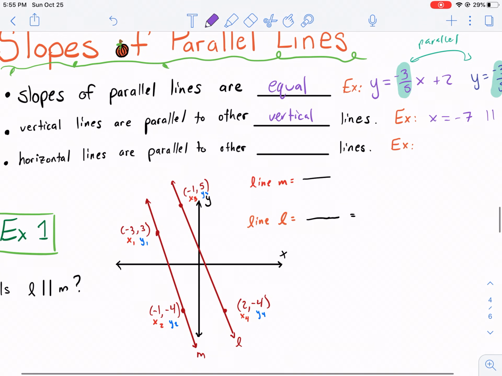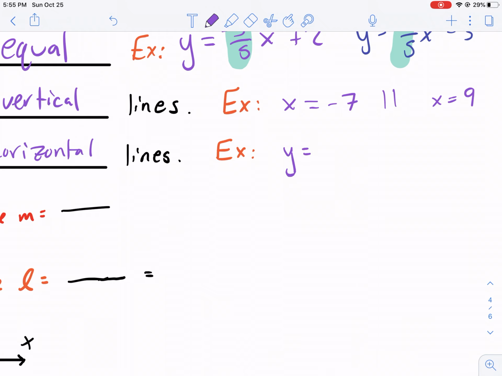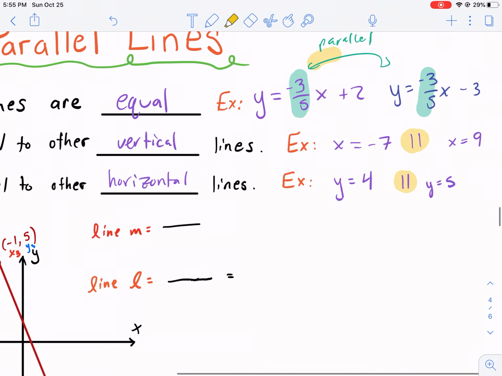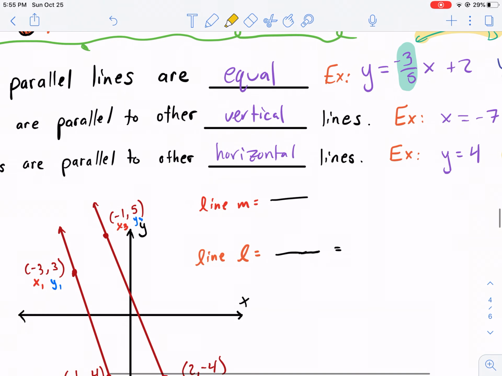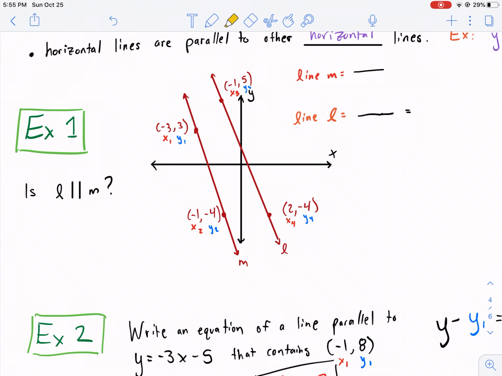Horizontal lines are parallel to other horizontal lines. Now, what is the equation of a horizontal line? An example of a horizontal line would be y equals 4. That would be parallel to y equals 5. And those two little lines I've drawn here mean parallel. Okay, now let's get into an example where we actually have to determine the slopes.